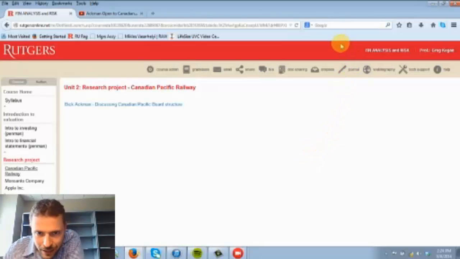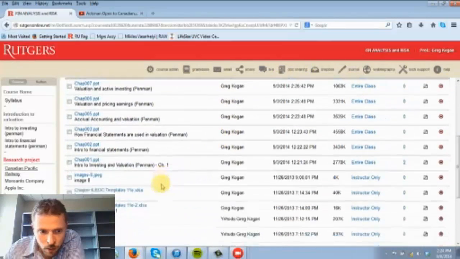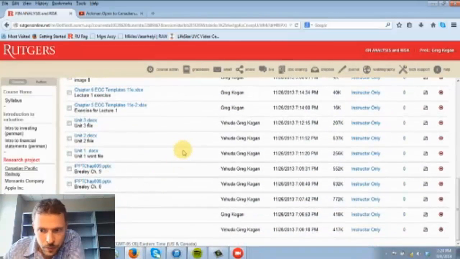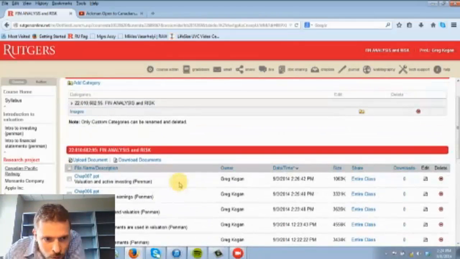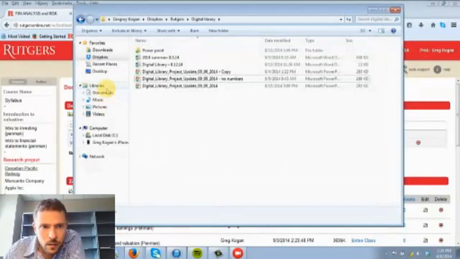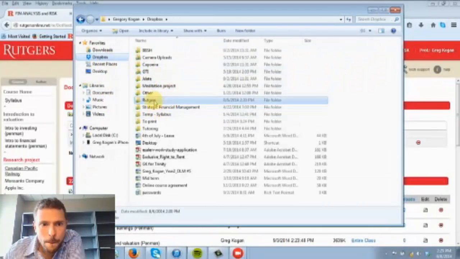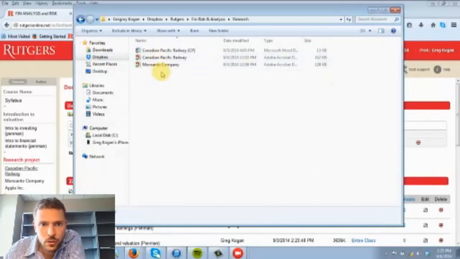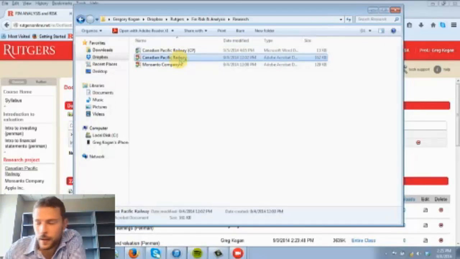And speaking of Canadian Pacific, I also wanted to go over with you guys the files that I posted for that. Let's see if we have here. Don't really have the file here yet, but the file I wanted to go over is right here on the research, and it's the Canadian Pacific research piece.